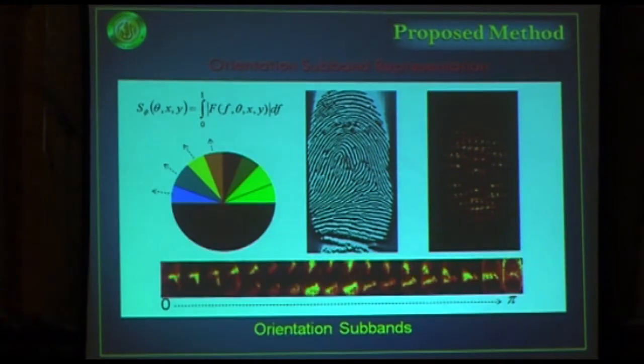Next, the orientation field. The orientation subband representation: instead of integrating over frequency, we integrate over orientation. We integrate in some direction, from 0 to 180 degrees, so each subband represents one orientation. Now you can see that this is a 3-dimensional signal.